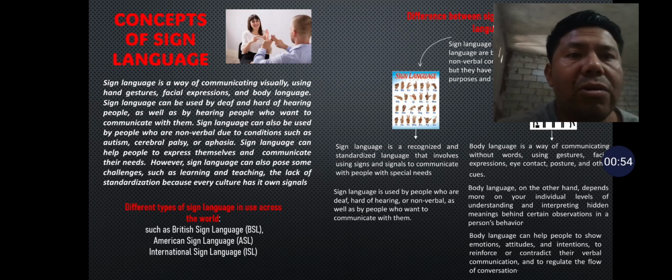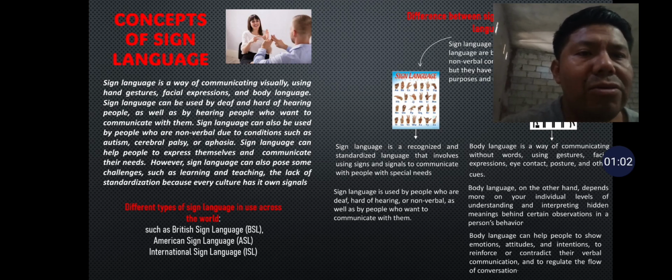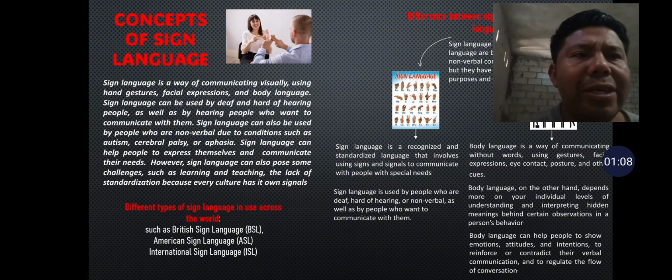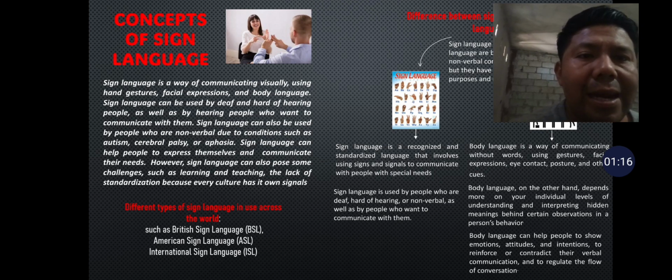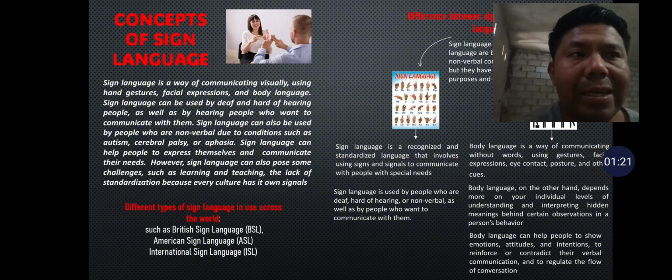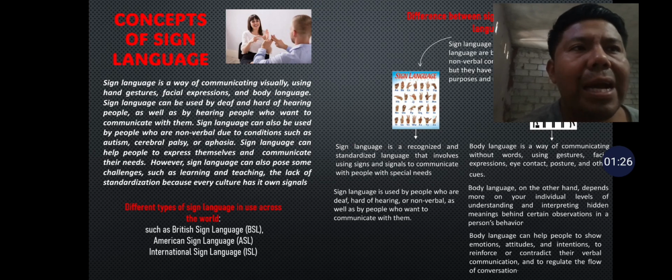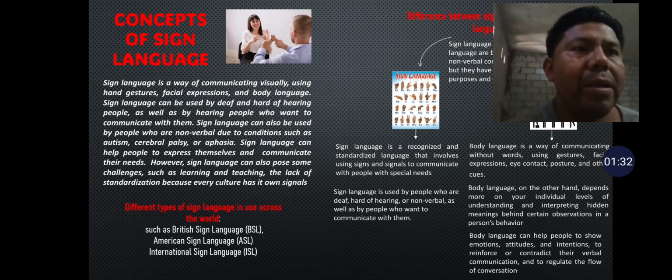However, sign language can also pose some challenges, such as learning and teaching, and the lack of standardization, because every culture has its own signals. Around the world there are these main sign languages, such as British Sign Language, American Sign Language, and International Sign Language. But remember that every culture has their own language, their own signals. Okay, let's continue.